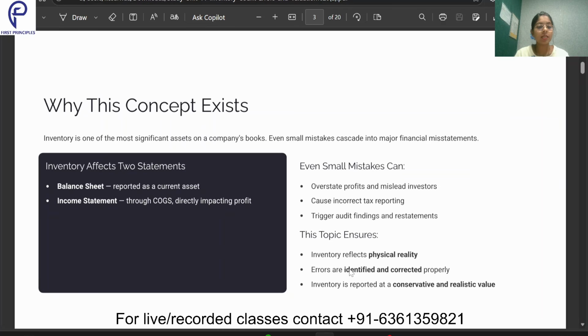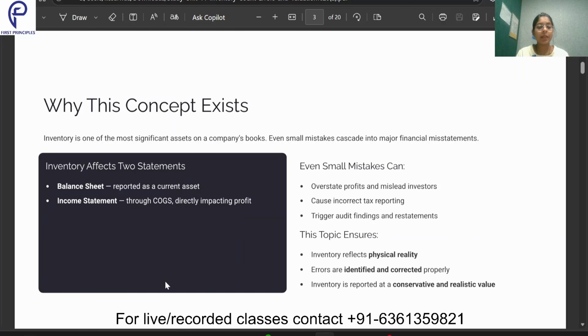Now, why does this concept exist? Because inventory is one of the most significant assets on a company's books. Even small mistakes cascade into major financial misstatements. If one small mistake is there in my books of accounts, it will lead to major financial misstatements. Suppose I don't record the inventory correctly, my inventory might be overstated or understated, and the investors or decision makers might rely on those numbers and make their decisions.